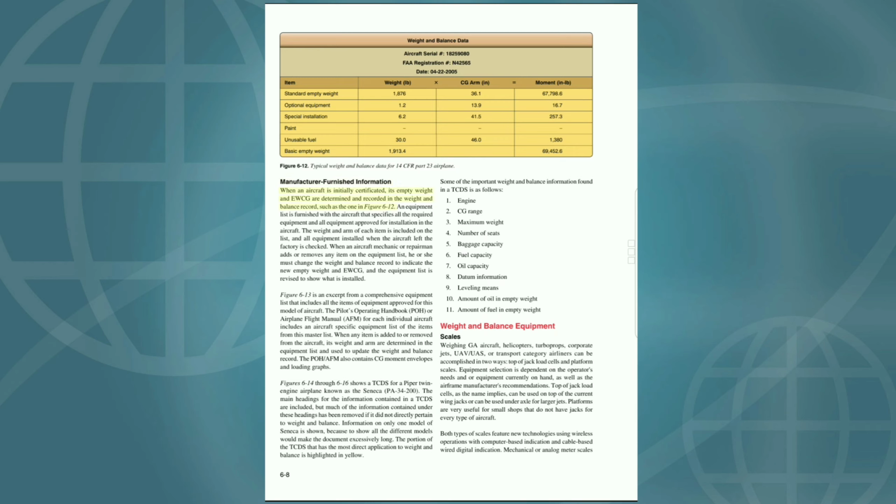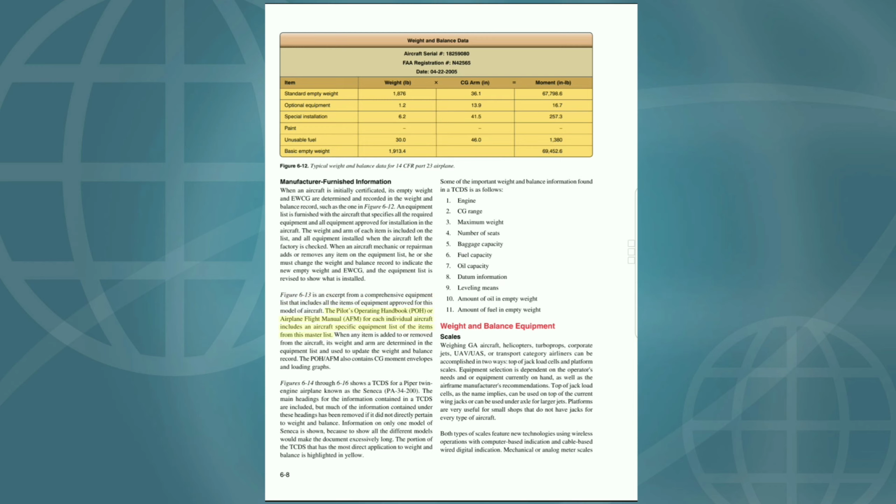Manufacturer-furnished information. When an aircraft is initially certificated, its empty weight and CG are determined and recorded in the weight and balance record, such as the one in Figure 6-12. An equipment list is furnished with the aircraft that specifies all the required equipment and all equipment approved for installation in the aircraft. The weight and arm of each item is included on the list, and all equipment installed when the aircraft left the factory is checked. When an aircraft mechanic or repairman adds or removes any item on the equipment list, he or she must change the weight and balance record to indicate the new empty weight and CG, and the equipment list is revised to show what is installed. Figure 6-13 is an excerpt from a comprehensive equipment list that includes all the items of equipment approved for this model of aircraft.